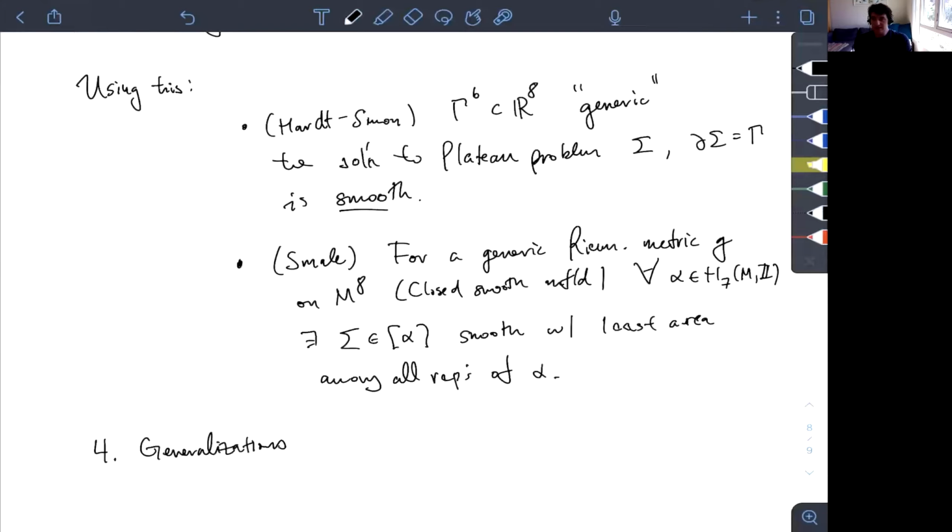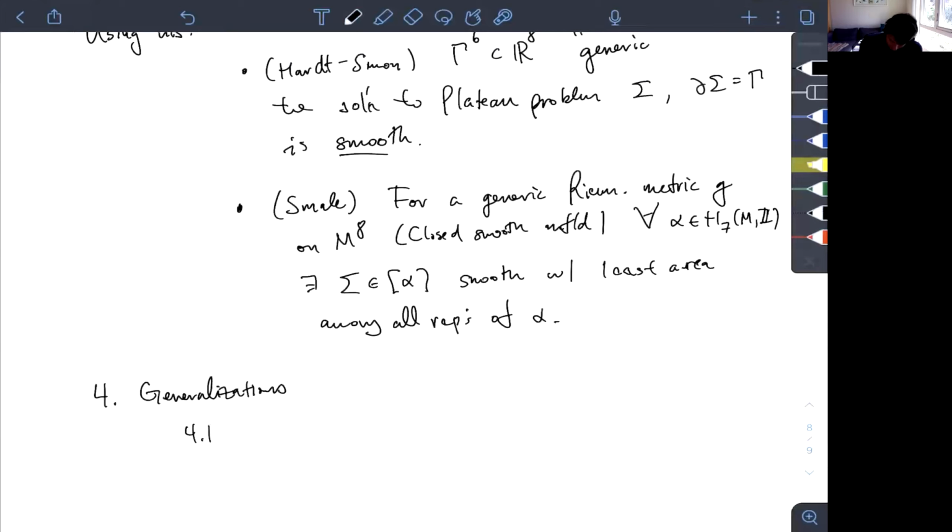So what I'd like to talk about in the remaining parts of this lecture are generalizations, some conjectural, some results, that you could try to extend Hardt-Simon. I think the first obvious question, right, is whether or not Hardt-Simon is going to work in higher dimensions. And this would be very nice if you could extend to higher dimensions, because in high dimensions, the singular set of area minimizing surfaces could be very complicated.